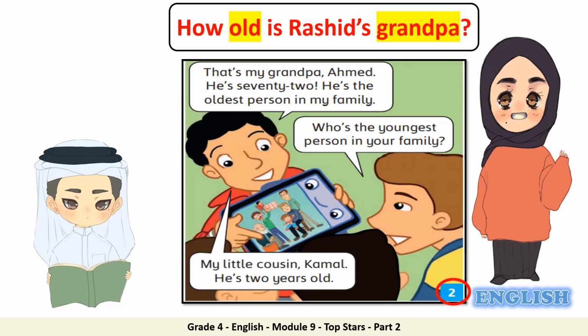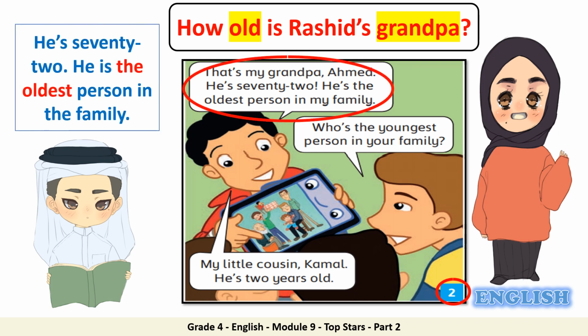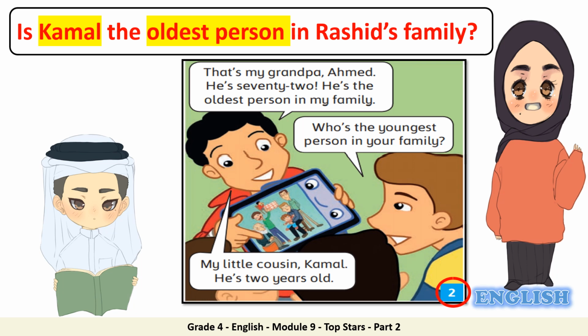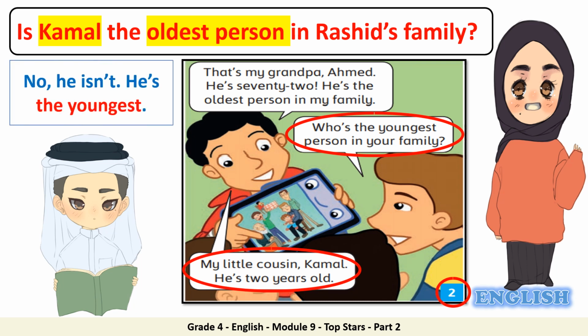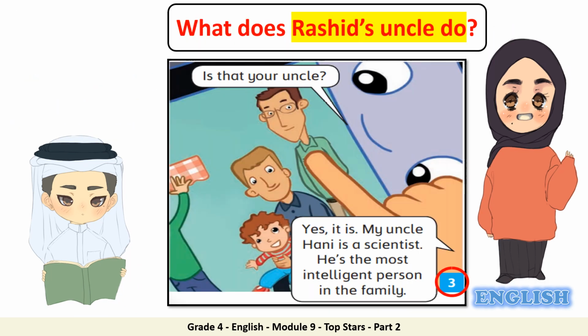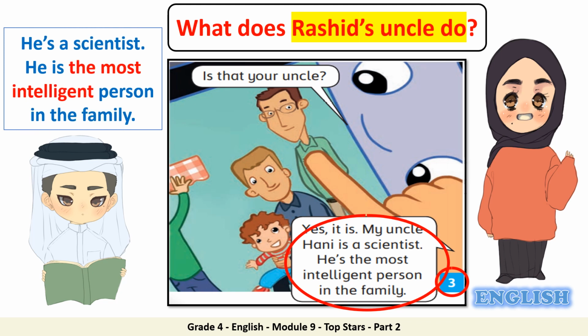Frame 2. How old is Rashid's grandpa? He's 72. He is the oldest person in the family. Is Kamal the oldest person in Rashid's family? No, he isn't. He's the youngest. Frame 3. What does Rashid's uncle do? He's a scientist. He's the most intelligent person in the family.